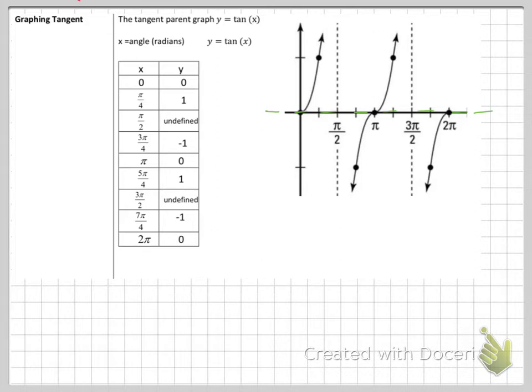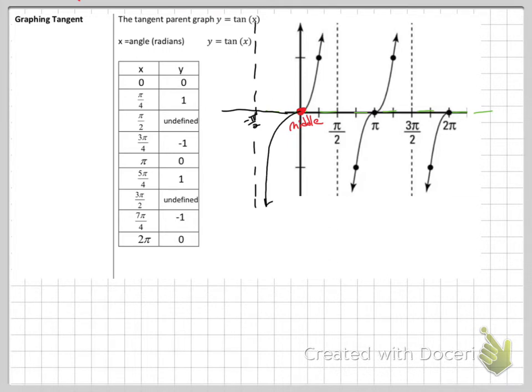Then what we want to look at is that tangent starts on the midline. So this point is the middle of the tangent graph. And then I'm just going to fill this in. At negative pi over 2, there would be another asymptote. Those actually are asymptotes, those vertical lines. So the middle of the asymptotes is the first point of tangent. Obviously, tangent would finish down like this.